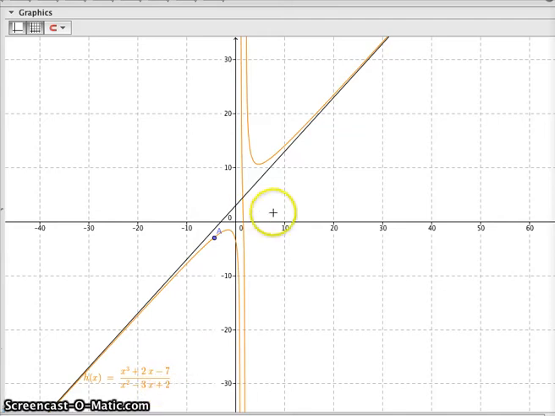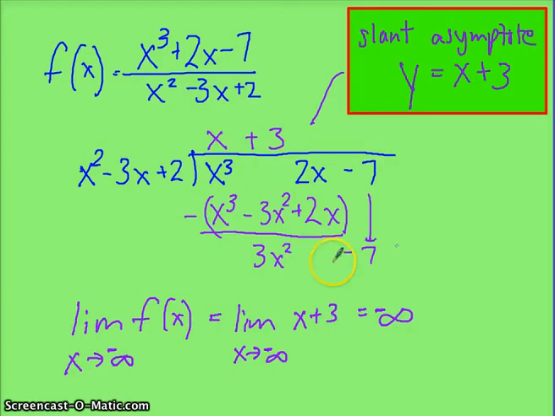Again, what we're trying to find, you have to read the directions. If it's saying find the slant asymptote, use long division in this case, or synthetic division if you can. If you're asked to find the limit of this function as x approaches infinity, as we said, simply find the limit of the slant asymptote as x approaches infinity or negative infinity.